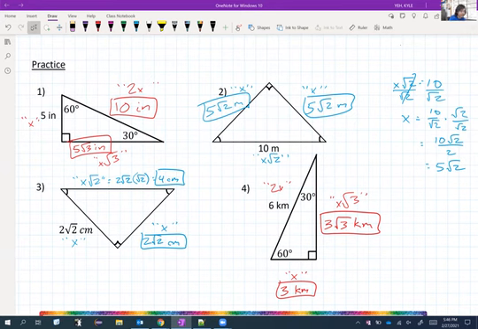In a 45, 45, 90 triangle, there are 2 different side lengths, right? Because 2 of them are the same, the x's, and then an x root 2. 2 different side lengths, so we use x root 2 for that hypotenuse.